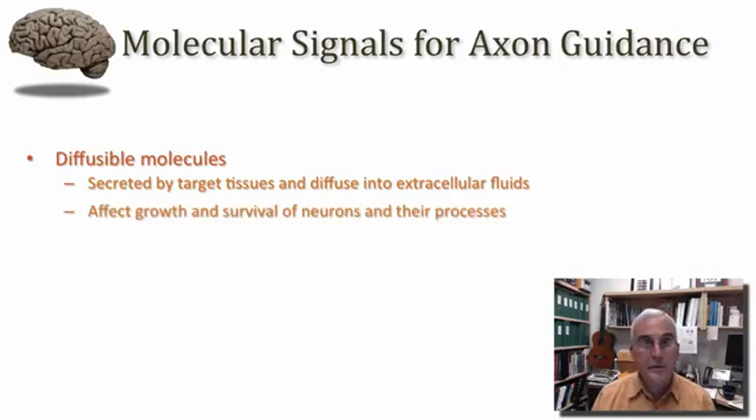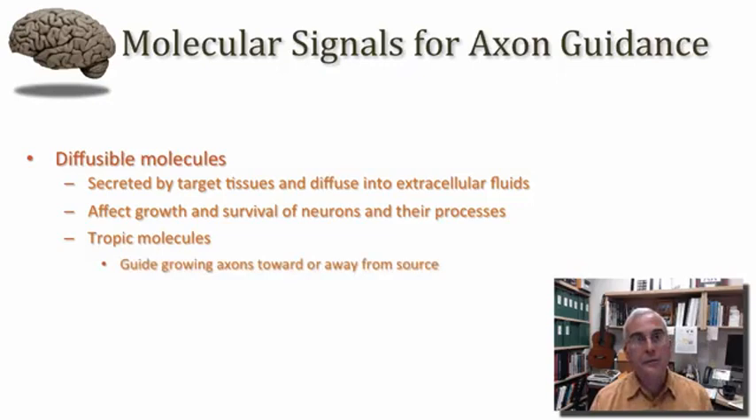These molecules can affect the growth and the survival of neurons and their individual processes, whether they be dendritic branches or axons. There are two categories of diffusible molecules based on their mechanisms of action and how they affect the development of the neuron and its processes. I'd like to talk first about tropic molecules. These are molecules that guide the growth of axons toward or away from the source of this particular molecule.